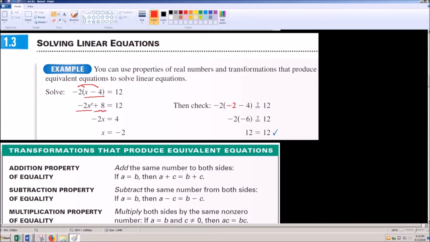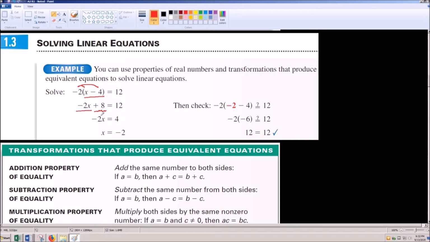I've done all of my distributive stuff. I don't see any sort of exponents or anything else like that that I have to do anything with. So now I'm looking at, okay, well, how do I get this x thing by itself? I have two options. One is I can subtract this 8 over and then divide. I would say that's what I would do. But you can also add 2x to both sides.